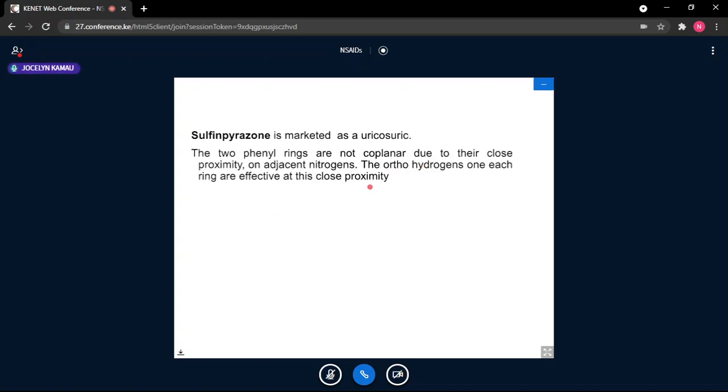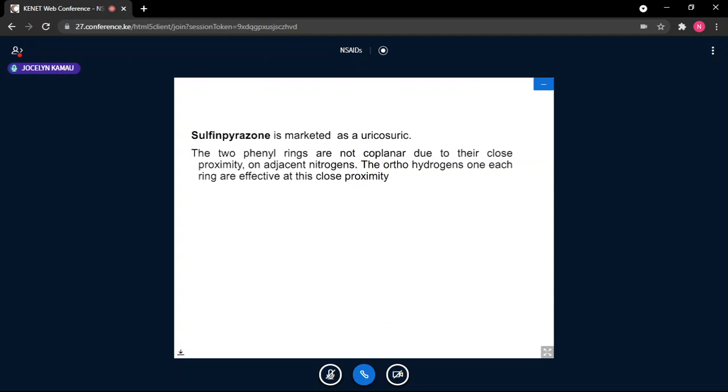The 2 phenyl rings are not coplanar due to their close proximity, adjacent to the alpha hydrogens. The ortho hydrogens, hydrogen one, each are effective at this. So what we are saying is just like we had said before about non-coplanarity, not coplanar, again a requirement for these drugs.